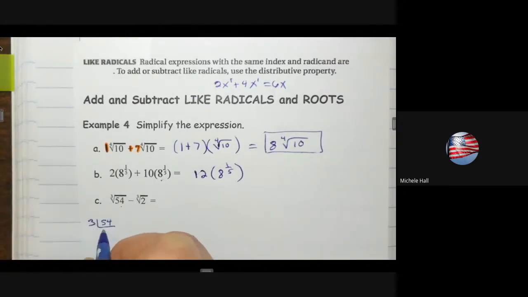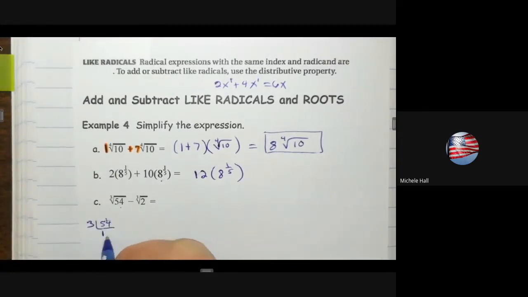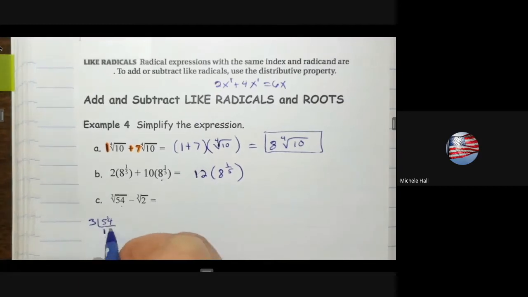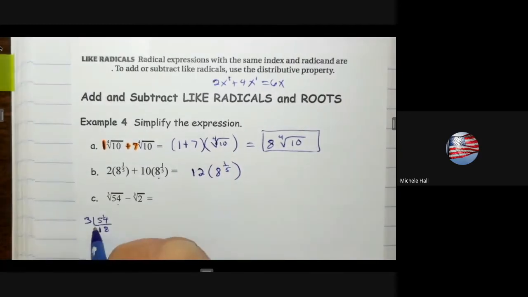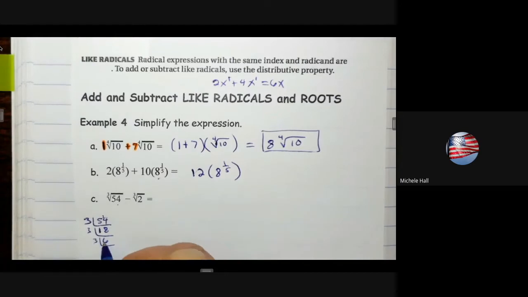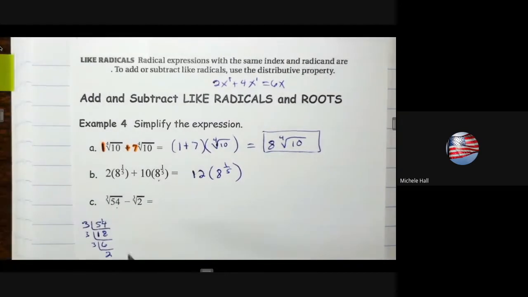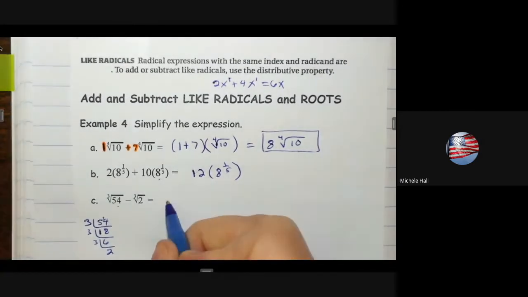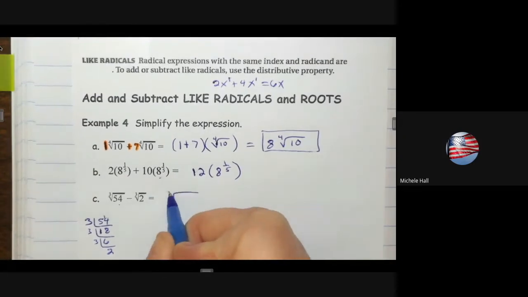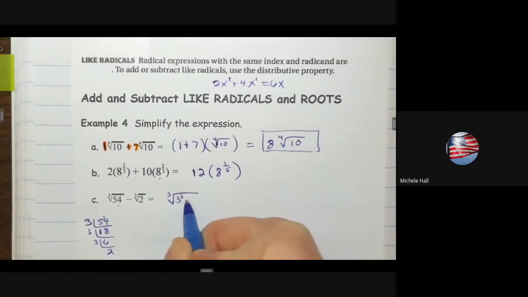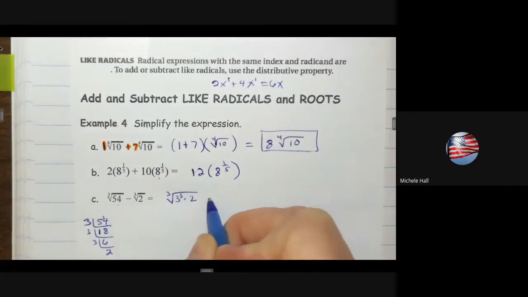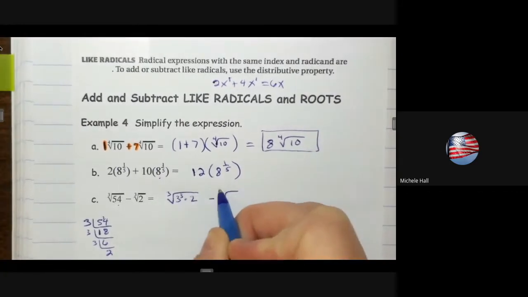3 goes into 5 once. There's 2 left over. 3 into 24 is 8. I could do a 3 again, and we get 3 into 18 is 6. Do another 3. 3 into 6 is 2. I have a prime number at the end, therefore I'm done. So we have 3 cubed times 2. We have the cube root of 3 cubed times 2 minus the cube root of 2.